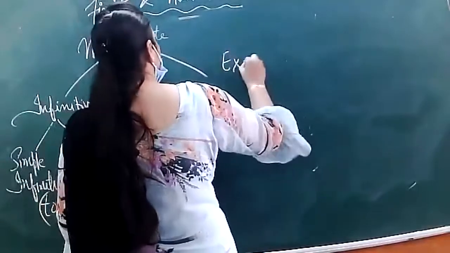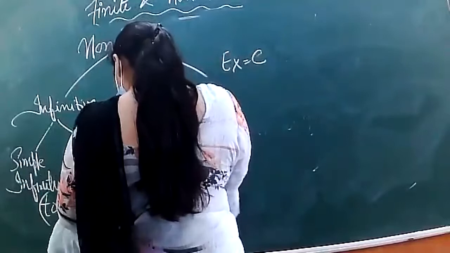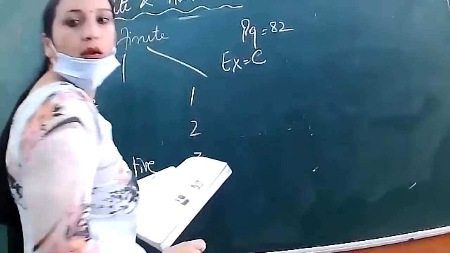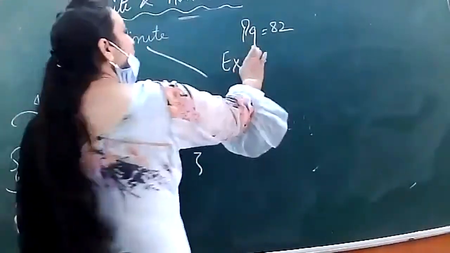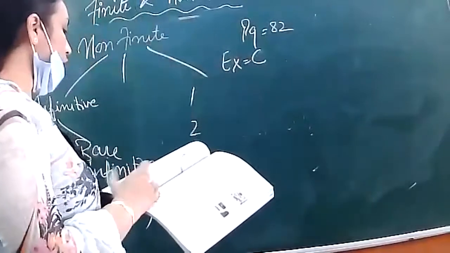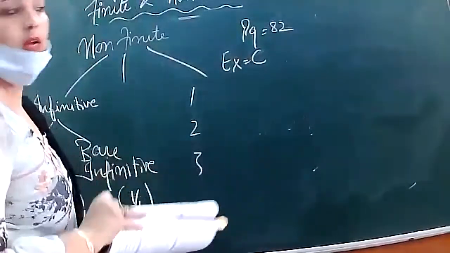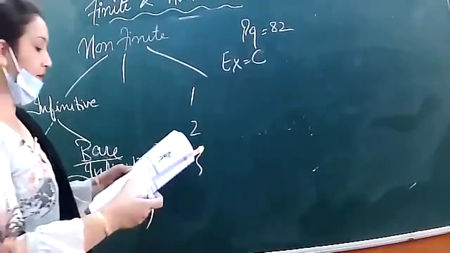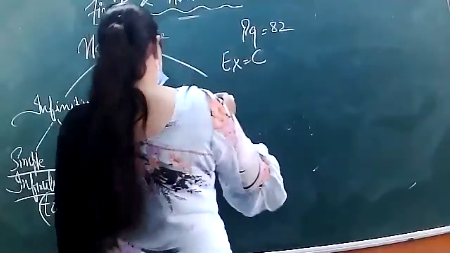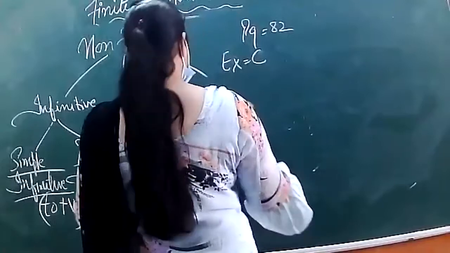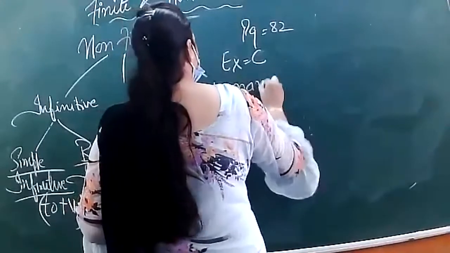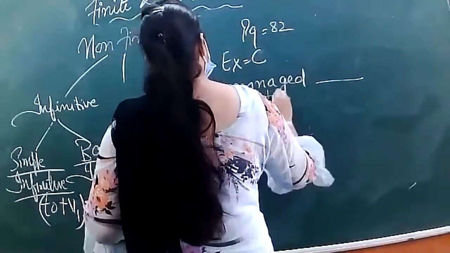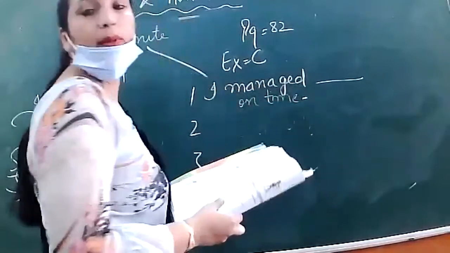Now I'm going to take exercise C. Page number 82. Let's do first, second, third sentence. All of you start doing exercise C, page number 82. You have to fill the correct infinitive form, either simple infinitive or bare infinitive. I managed dash on time. I managed dash on time.